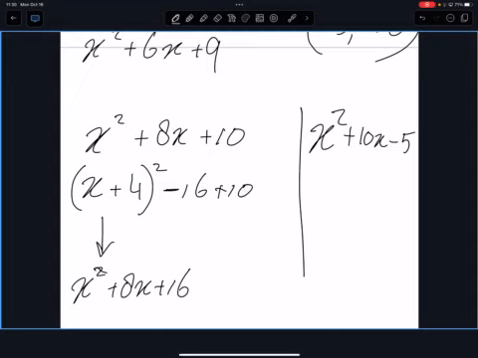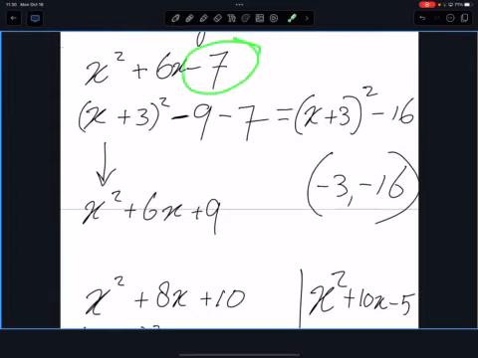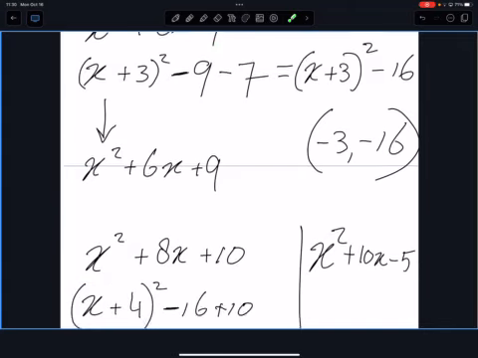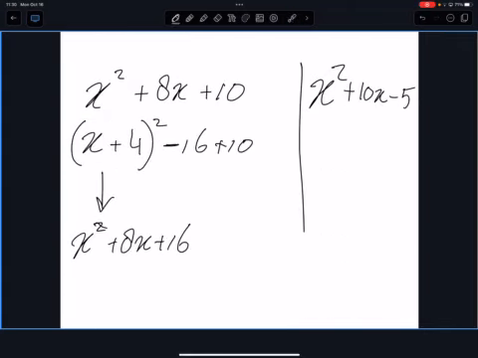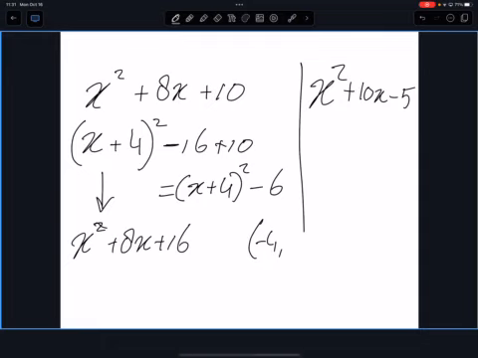Plus 10. Sorry? Yes, because here is minus 7. Yeah? So what do you get? x plus 4 squared minus 6. So what is my minimum value? Minus 4, minus 6. That's my minimum value of that specific quadratic equation. It's at minus 4, minus 6.